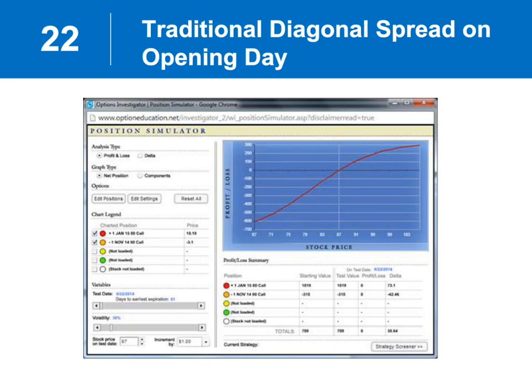Our position simulator allows us to input the long and short legs of the spread into the simulator and view the profit loss diagram. I know the print's really difficult to read here, but we do in fact have the spread established for a debit of $7.09.